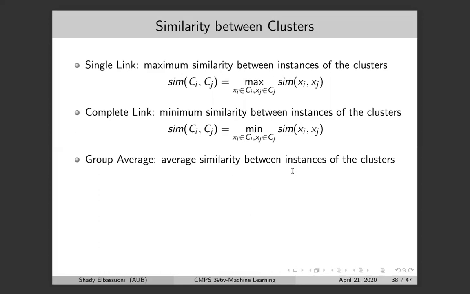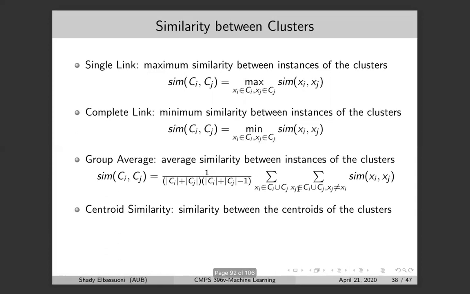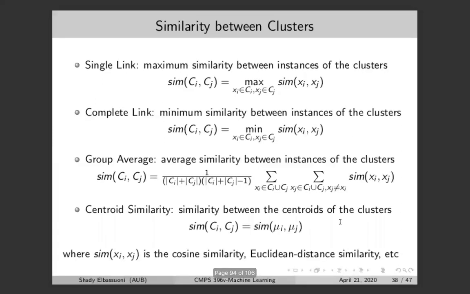The third thing is group average. So I average similarity between instances of the clusters. I pick a point from one cluster, a point from another cluster, compute the similarity, and average this over all the pairs of points inside these 2 clusters. And finally, the centroid similarity, which is what you guys suggested in the beginning. So basically, compute the similarity between the 2 centroids of the 2 clusters and use this as a similarity measure between the 2 clusters.